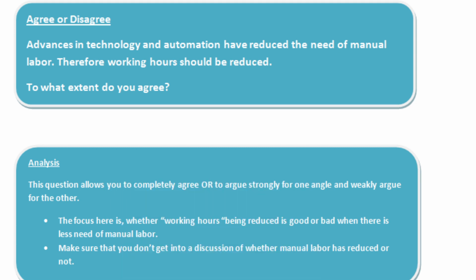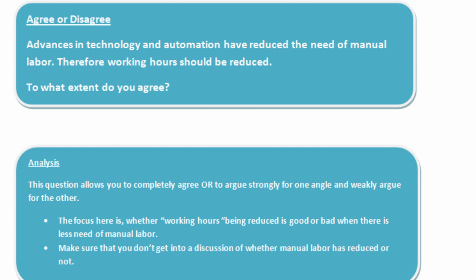So here we have a 'to what extent do you agree' question. They aren't really asking whether you agree or disagree. Instead, they are asking to what extent do you agree. So you need to be very careful about that. So there are two ways in which you can answer this question. Either you can completely agree with this question or agree somewhat. That means maybe the need for manual work is reduced, but working hours should not be reduced. Okay, like that you can somewhat agree to this question.